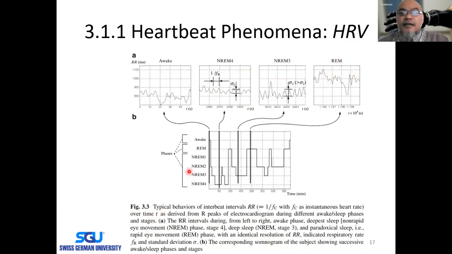Taking RR equals 1 over FC, the variation of the heartbeat, or heart rate variability over time T, as derived from R peaks of the electrocardiogram during the different awake and sleep phases. And B here is the corresponding somnogram. Somno represents the recording during the sleeping of the subject, showing successive awake and sleep phases and stages.